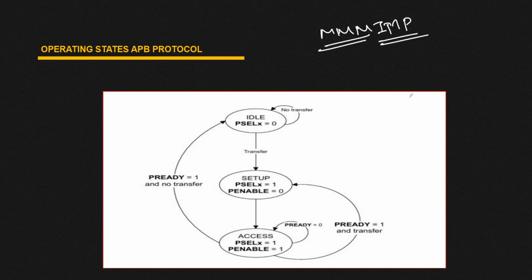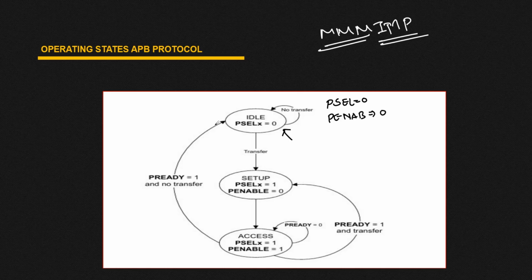This is the operating state diagram of the APB protocol. First of all, we are in the idle state. Let me change the color of my marker. So first of all we are in the idle state. Just keep this in mind: in the idle state your P select signal is 0 and your P enable signal is 0.